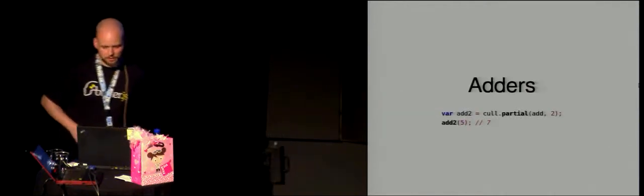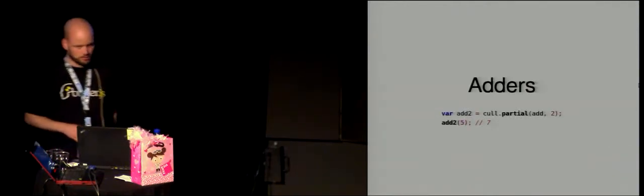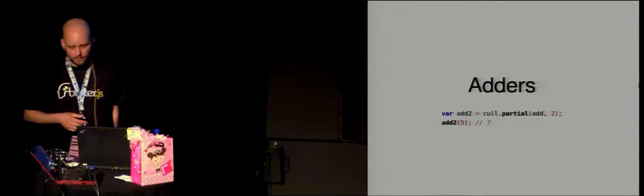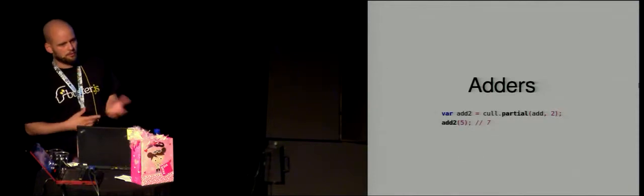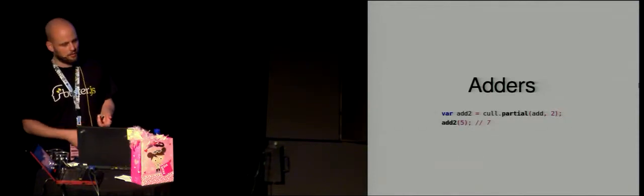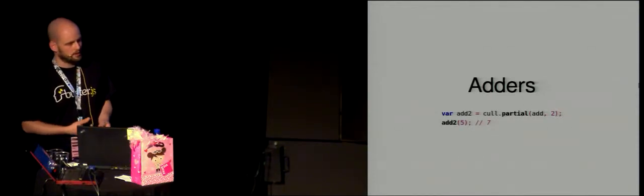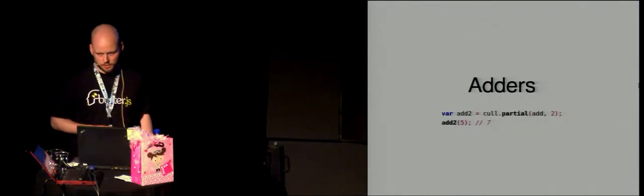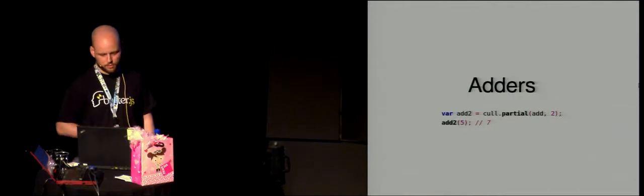So with call, you can do it like this. You say call.partial, you pass in the function, in this case the add function, and then one argument. This produces a new function that will always call add with 2 and whatever arguments you pass into it. So this is like the make adder thing that I showed you first. So this creates a new function that adds 2 to whatever number you pass to it.